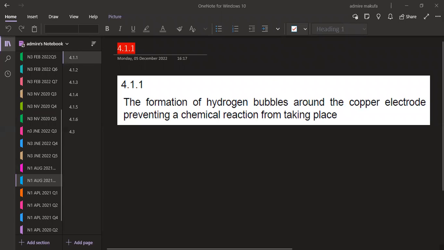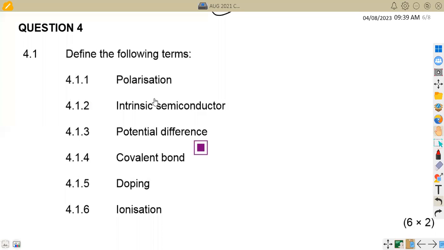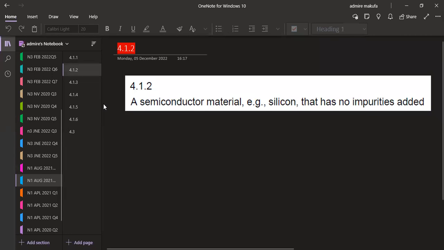All right, another part of the question, we are now given intrinsic semiconductor in this case. An intrinsic semiconductor is a semiconductor material, e.g. silicon, that has no impurities added. So it has no impurities. Once there are impurities, it is now an extrinsic semiconductor. All right, so that was what you're given in this case.